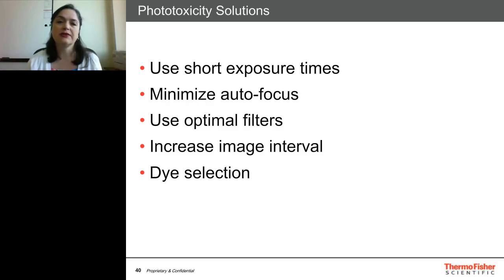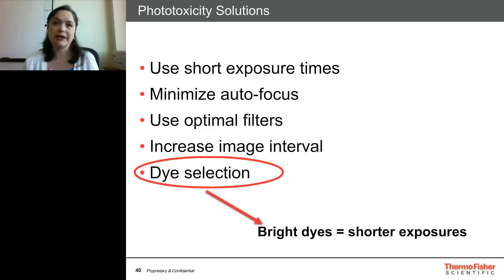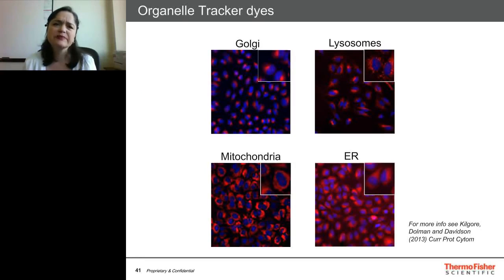And the last thing you can do is around dye selection. So basically, the brighter the dye, the shorter the exposure time, and a dye matched to its filter will also allow you to have much shorter exposure times. So what are some common really bright dyes that are good to use when we're trying to do cell biology live cell imaging? Organelle Tracker dyes are nice because they are very bright and specific. You can see them here labeling the Golgi in red, and in each case the nucleus is labeled in blue.